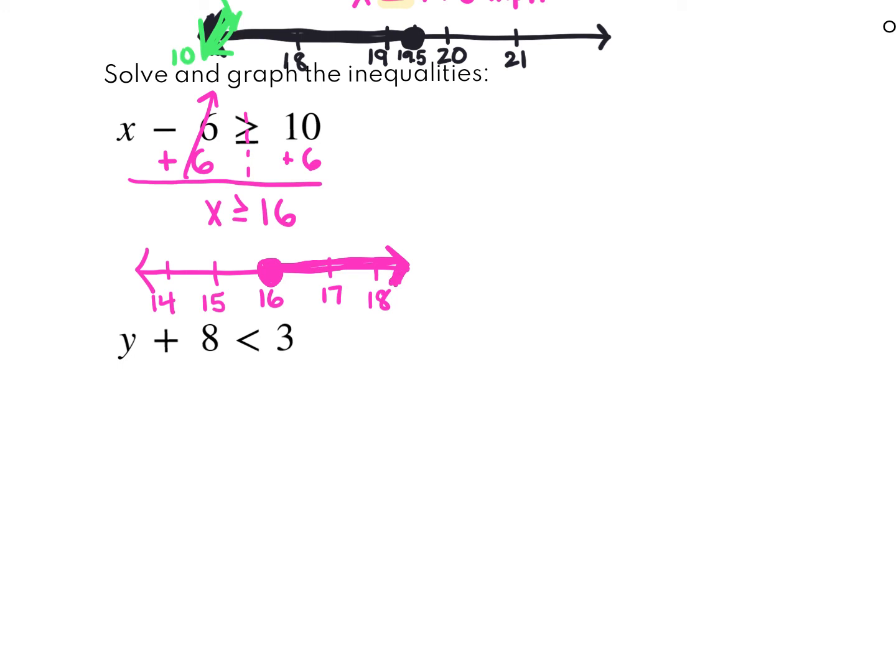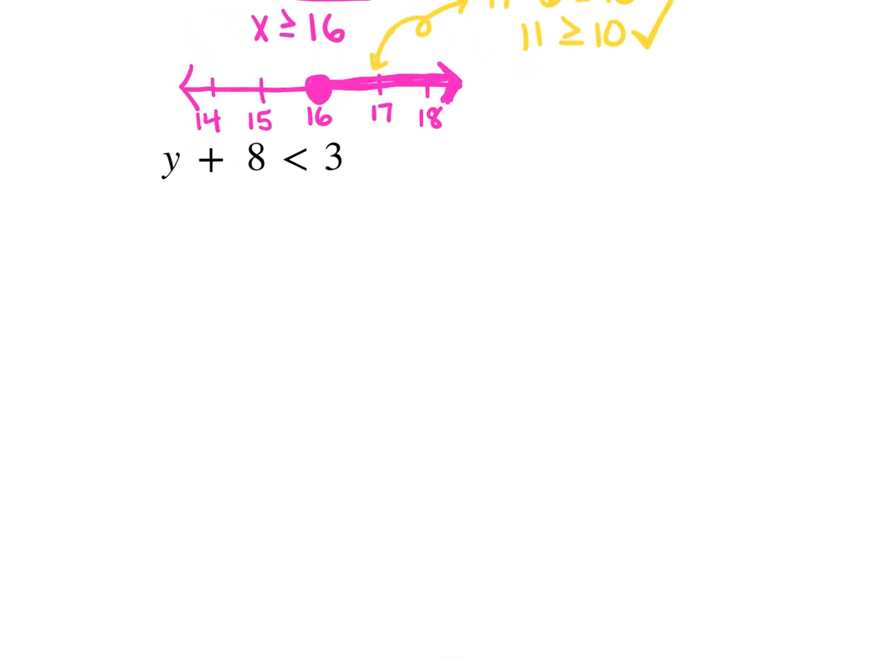When I go to do my check, I can pick any number on the shaded side. So let's try 17 minus 6. Is this greater than or equal to 10? I get 11, which is a true statement, so I know I've shaded and solved this correctly. Okay, next one. y plus 8 is less than 3. I am going to subtract 8 on the left and subtract 8 on the right. That's going to give me y is less than negative 5.